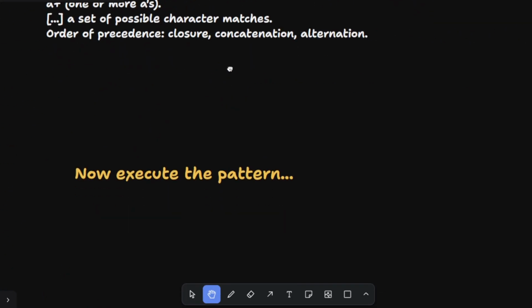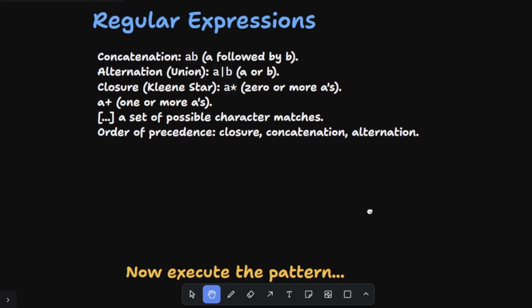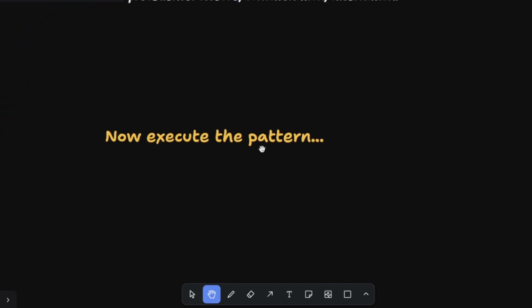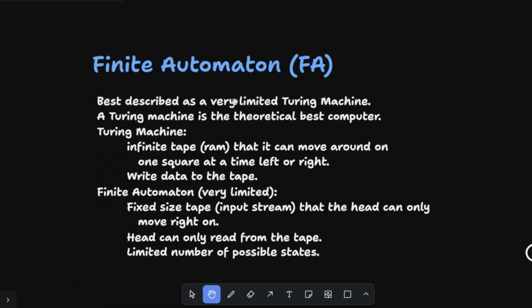So pretty simple. But how would we execute the pattern? We know the pattern exists. We know how to write the pattern. How do we execute it? That's where you get a finite automaton, best described as a very limited Turing machine. If you're not familiar with what a Turing machine is, it's a theoretical best computer.